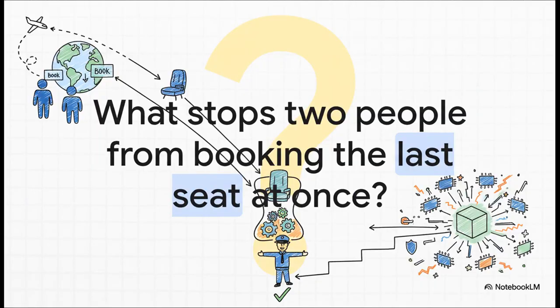So, picture this. You find the last seat on a flight to Goa. You click book. But at that exact same nanosecond, someone on the other side of the country does the exact same thing. How does the system not just completely break and sell the seat twice? It's not luck. It's a fundamental problem in computer science, where dozens of different programs are all trying to use the same piece of memory at the same time. And without rules, that race would be total, absolute chaos.